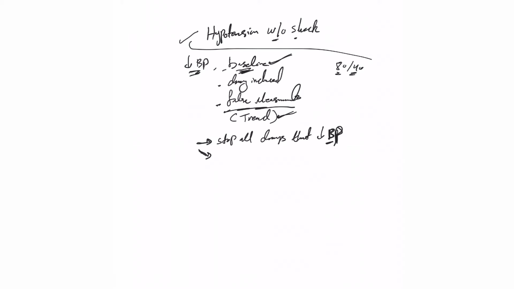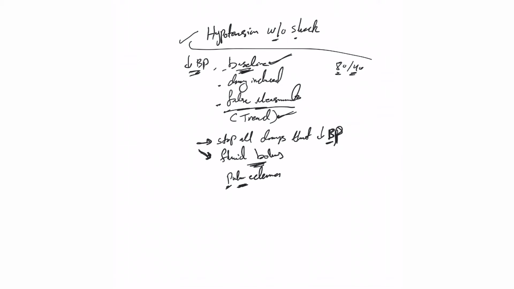Second is give a fluid bolus. And the only limiting factor is, as I said, pulmonary edema. Peripheral edema is not a limiting factor. Pulmonary edema is the limiting factor. Crackles, the patient is getting short of breath, increased oxygen requirement. That's how you tell.